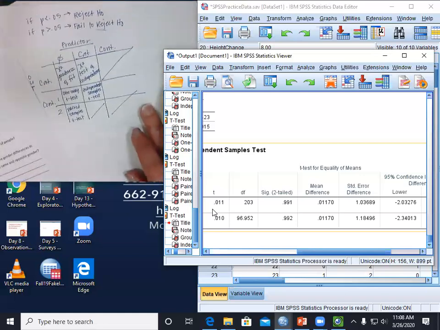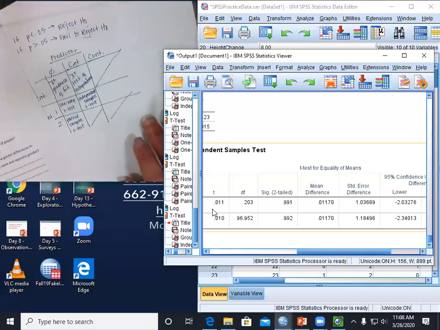The next thing that we have to figure out, excuse me, I used hand sanitizer and it smells so strong.